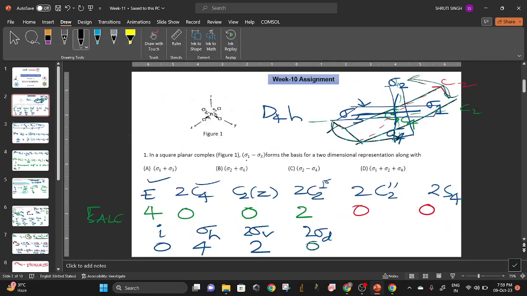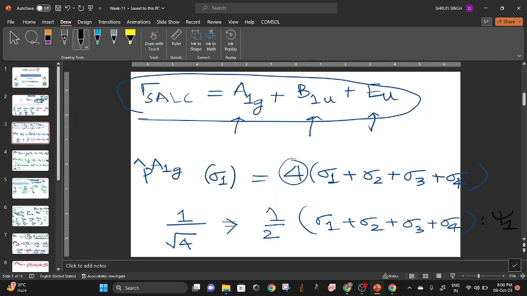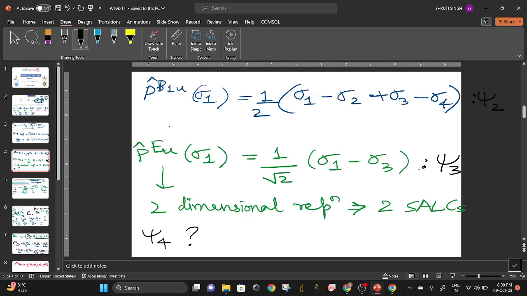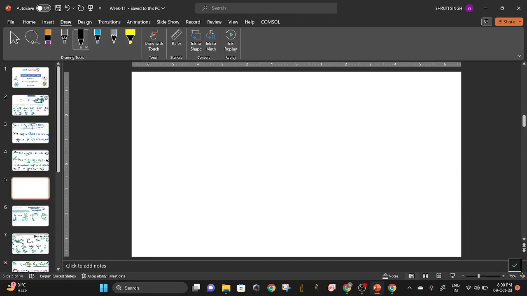So the question is, sigma 1 and sigma 3 form the basis of a two-dimensional representation along with what? There should be one more linear combination of atomic orbitals which has the same symmetry, E_u, like this. The answer to this is sigma 4 is 1 over root 2 times (sigma 2 minus sigma 4). How do we get this? We get this using the character table again.